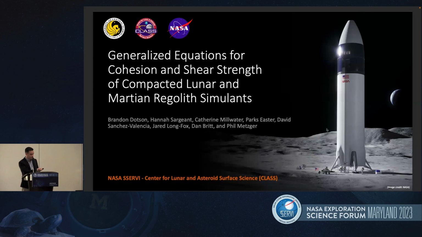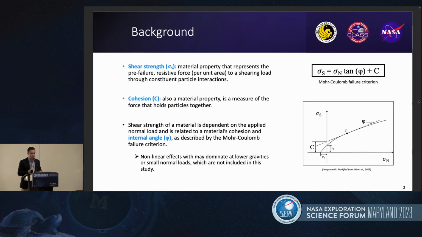So before we jump into it, let's start with a few definitions to make sure we're all talking the same language here. So shear strength, what is it? It's a material property, and it really represents, especially for a granular material, the amount of resistant force that you can have to a shearing load. There's also cohesion, which is also a material property. And that's really the same thing, how sticky the material is to itself without a normal load applied.